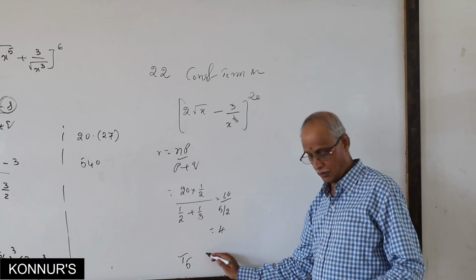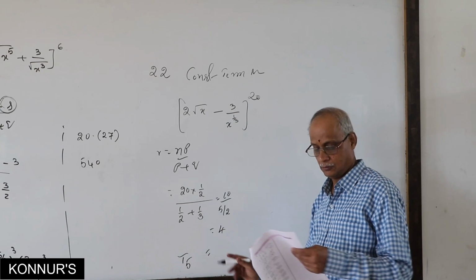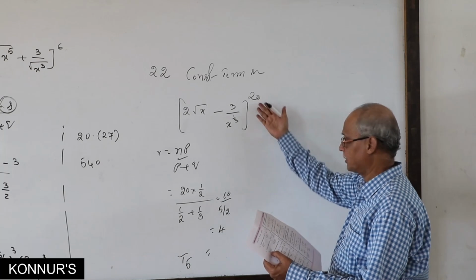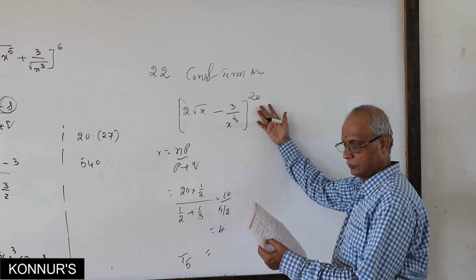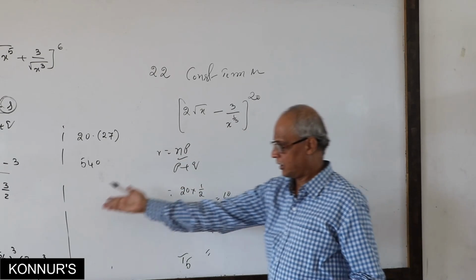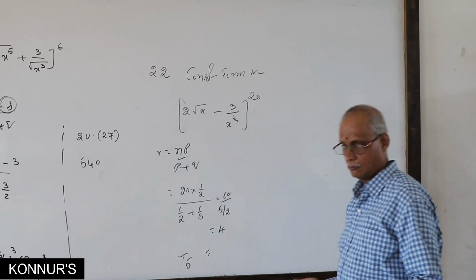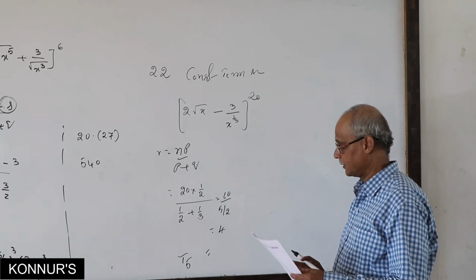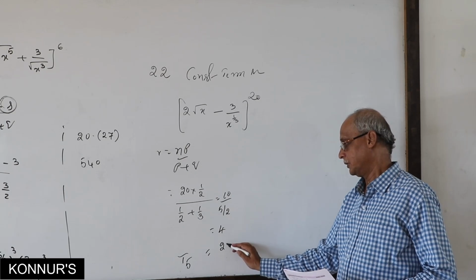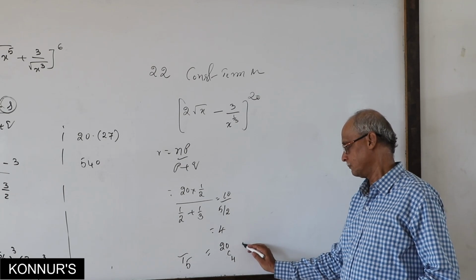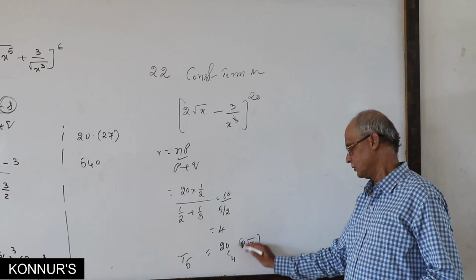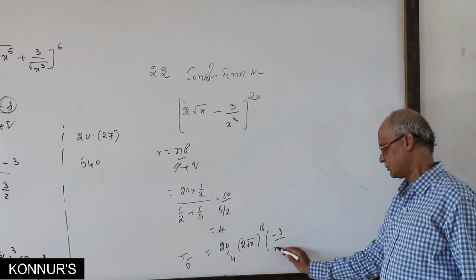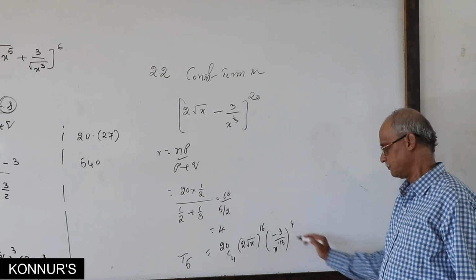T5 is equal to, they want the term value only, no simplification. Combination expressions only we have to leave because big numbers are given. When higher numbers are there, nobody will ask for calculations. Small numbers are there, we write 6C3. But 20C14, 20C18, nobody will ask you. Okay. So what is T5? 20C4, (2 root x) power 20 minus 4, minus 3 by x, whole power 4.